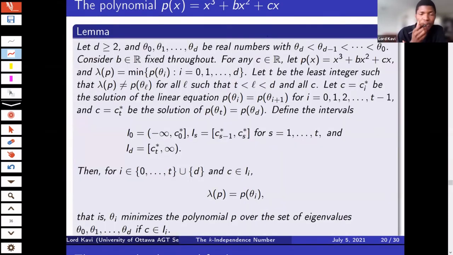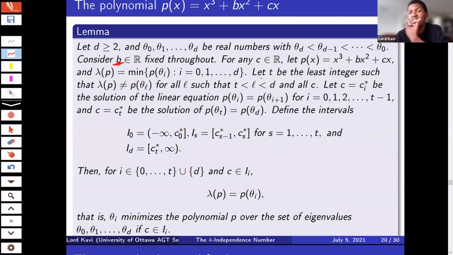We'll look at this lemma. First of all, it's a very lengthy lemma, but I'll explain it briefly. What this lemma is telling us is that getting where the minimum occurs at any point in time is difficult. So why don't we fix b? Give me b fixed, and then c is varying. Let's define t to be the least integer such that the minimum does not occur at theta L.